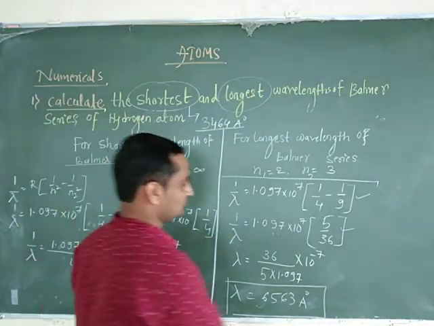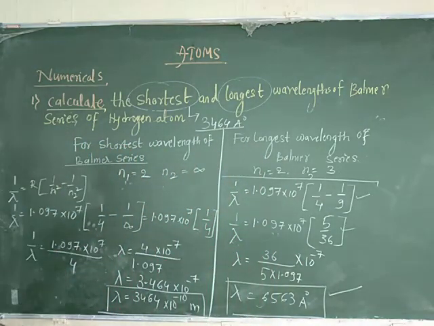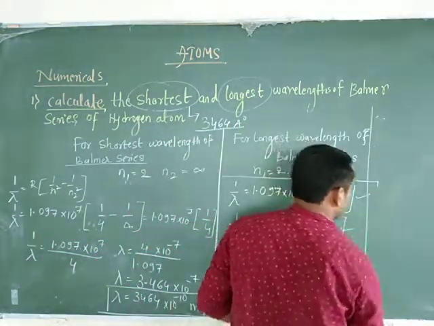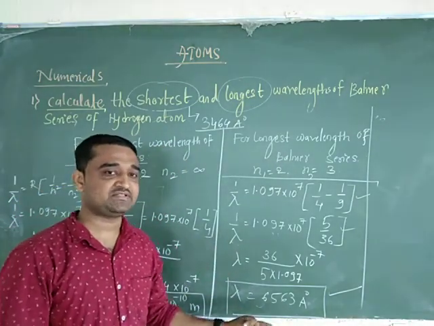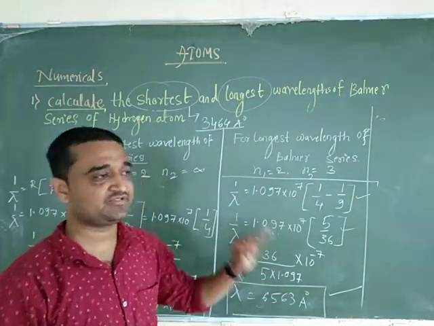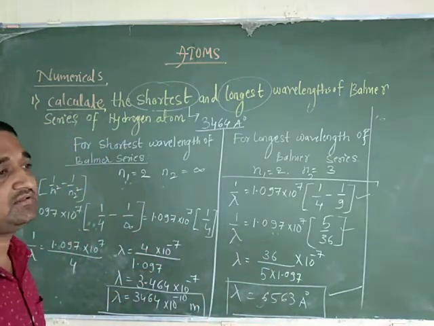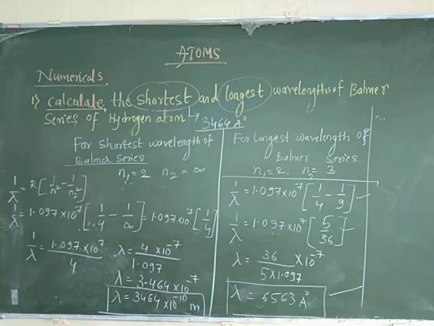In this way you have to solve the numericals based on the Rydberg formula. Now I have calculated the shortest and longest wavelength of the Balmer series. In the same way, calculate the Lyman series, Paschen series, Brackett and Pfund series. This is the homework for you. You have to calculate the shortest wavelength and longest wavelength of the remaining 4 series. So note down this numerical.